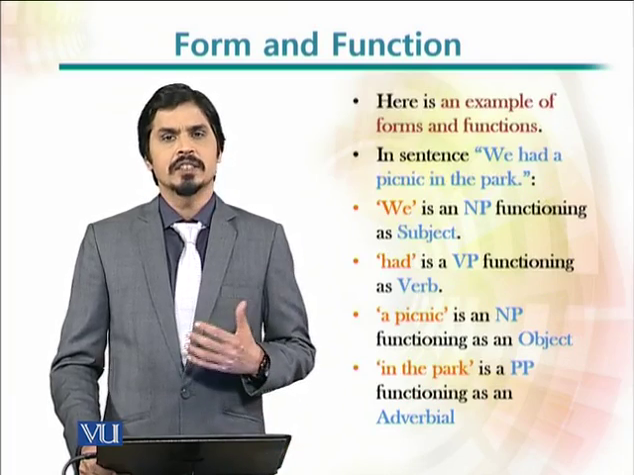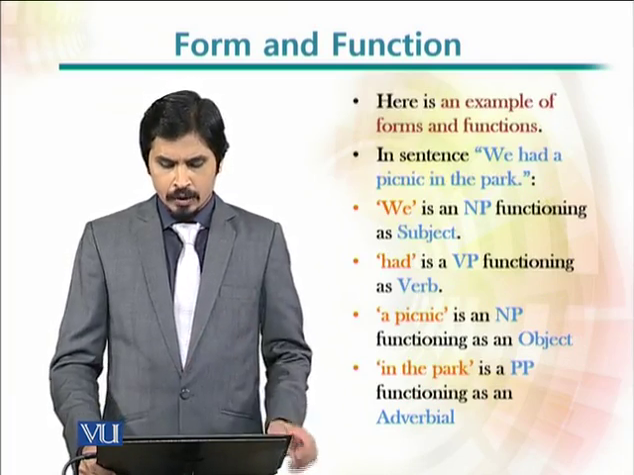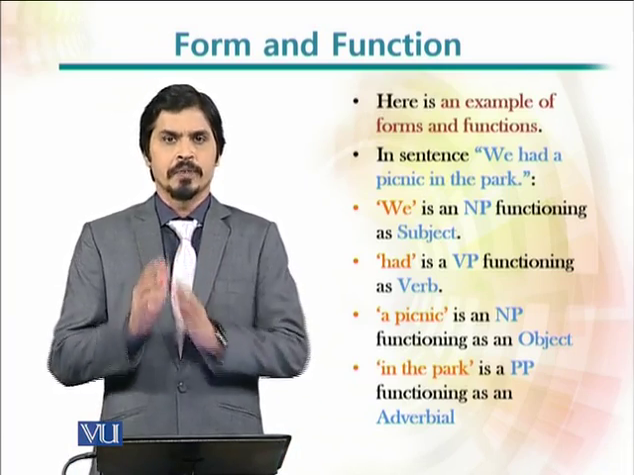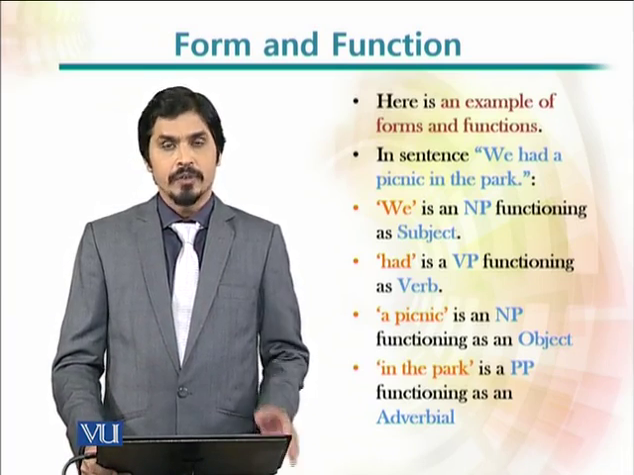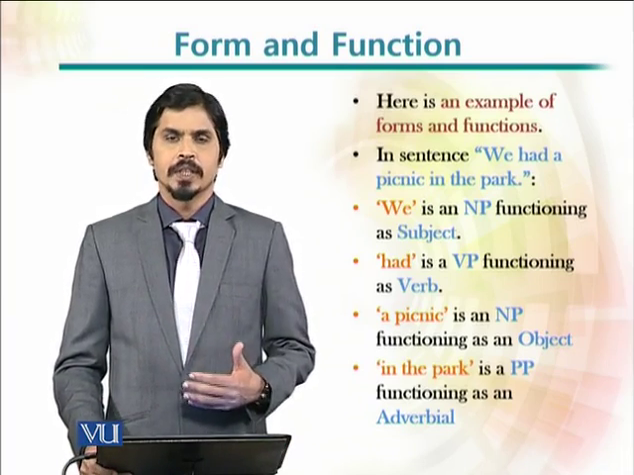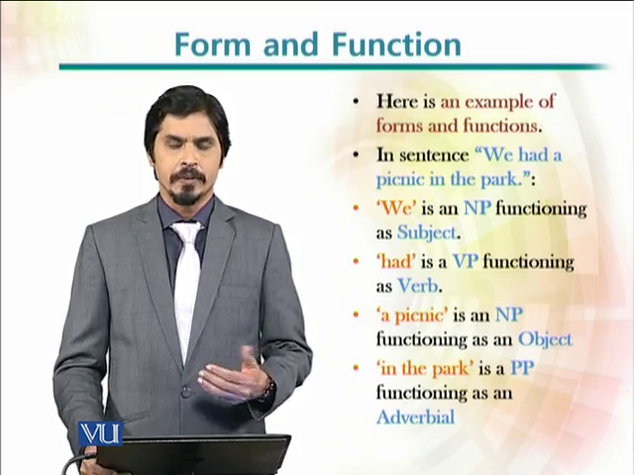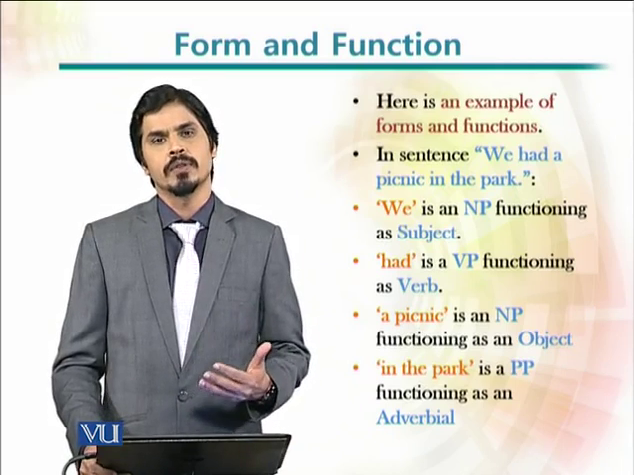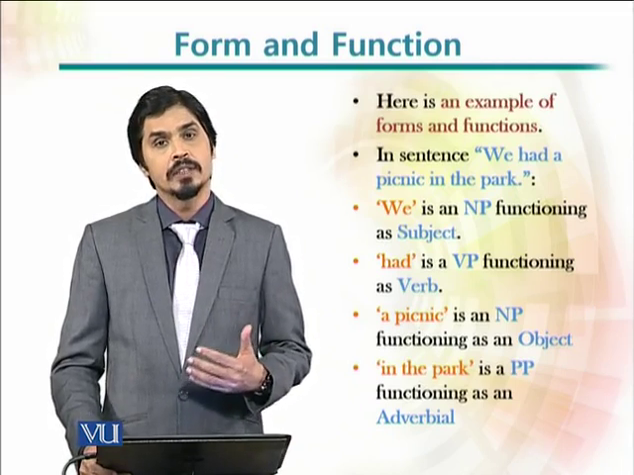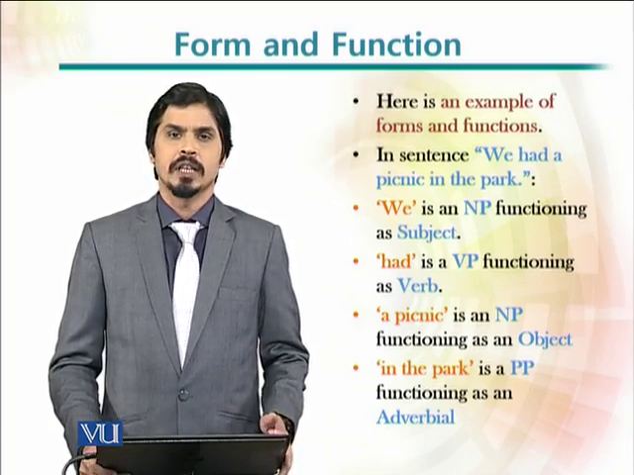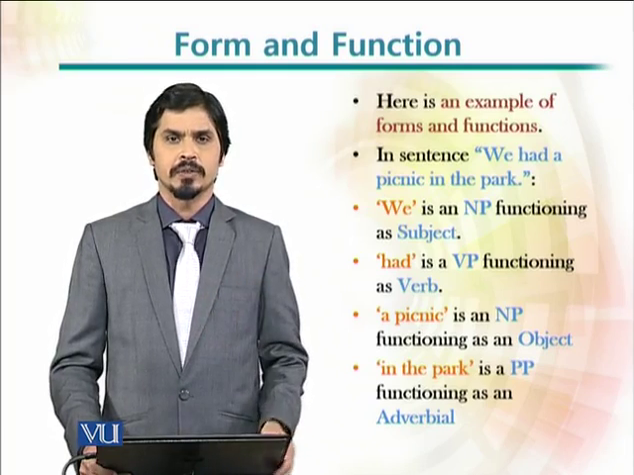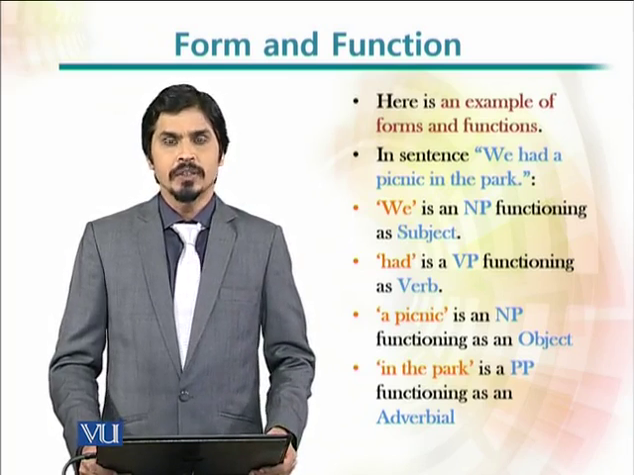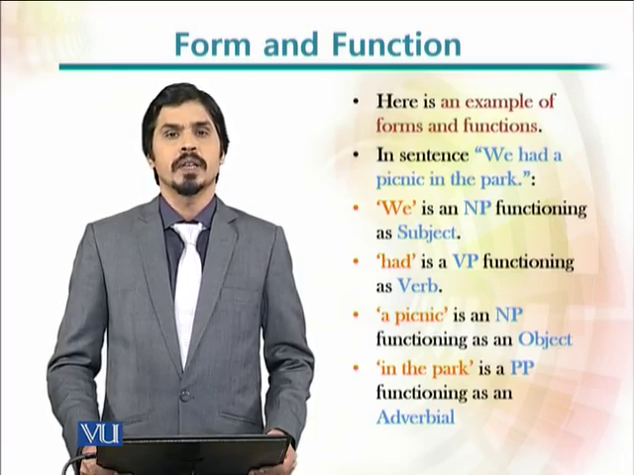If you look at this example in front of you, the sentence we had a picnic in the park, we could identify the form and the function. We, which is a noun phrase, is also performing the function of subject here. Similarly, had, which is actually a verb phrase, is performing the function of verb. A picnic is also a noun phrase, but it is performing the function of object. And in the end, in the park, which is a prepositional phrase, is performing the function of an adverbial here.